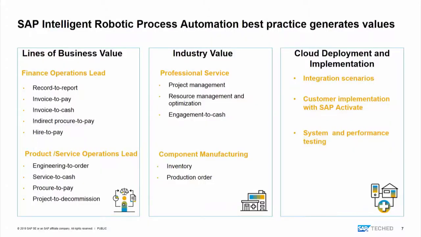The way we organize our content is based on end-to-end processes in lines of businesses, especially in the areas of finance, procurement, anything to increase operational efficiency. And also in industry sector, especially for our S4HANA cloud customers, the key segments are in professional service and component manufacturing. We have quite a bit of bot skills released for those. Of course, RPA can be applicable for cloud deployments and implementation, and we have use cases around integration, data migration, and system performance testing.